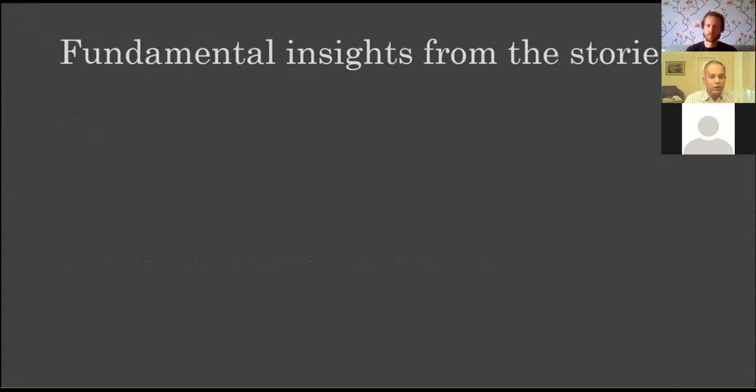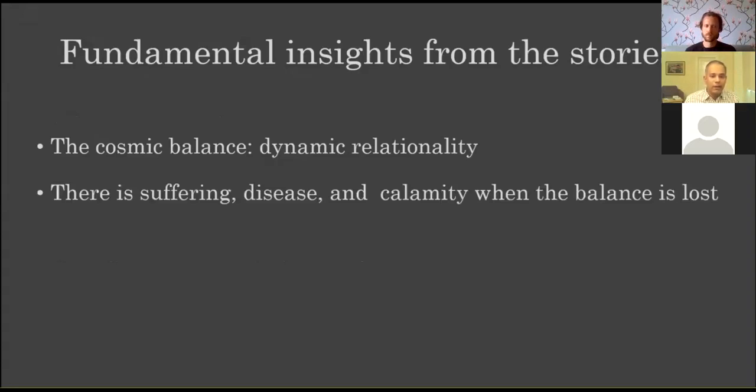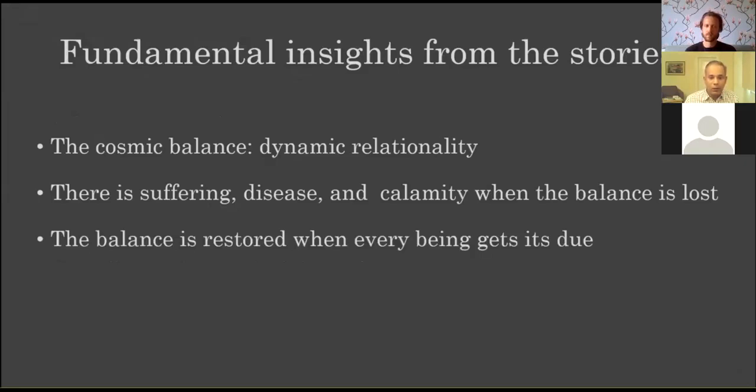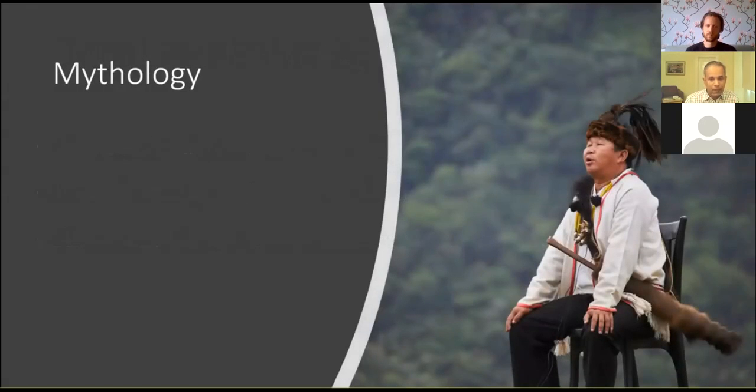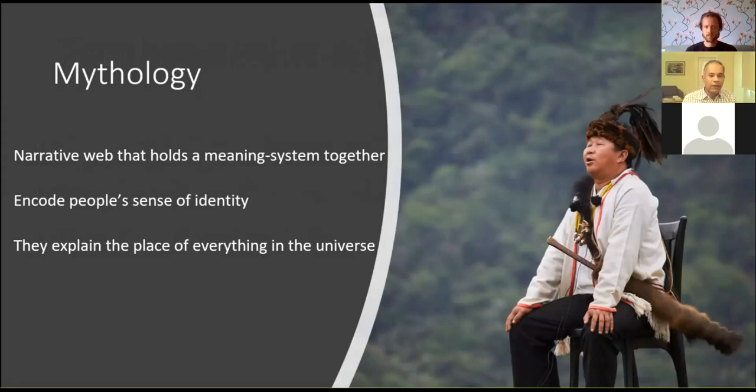From the two stories, we can gather these fundamental insights. First of all, there's a cosmic balance of dynamic interrelationality. There is suffering, disease, and calamity when the balance is lost. The balance is restored only when every being gets its due and justice is restored. And mythology, for example, is a narrative web that holds all these meaning systems together. Mythologies encode people's sense of identity, and they explain the place of everything in the universe.